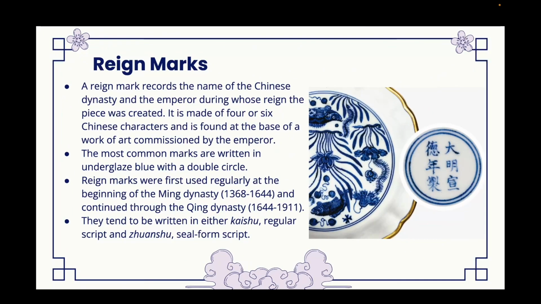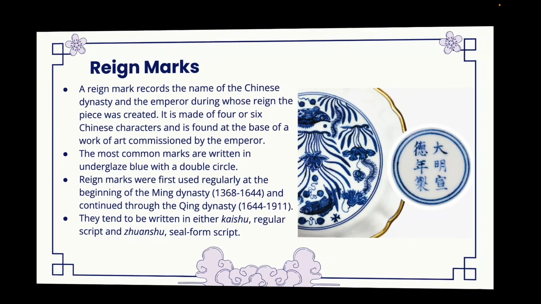A reign mark records the name of the Chinese dynasty and the emperor during whose reign the piece was created. It's made of 4 to 6 Chinese characters and is found usually at the base of a work of art commissioned by the emperor. The most common marks are written in underglazed blue with a double circle. Reign marks were first used regularly at the beginning of the Ming dynasty and continued through the Qing dynasty. They tend to be written in either Kai Shu, which is regular script, and Zhuan Shu, which is seal script.